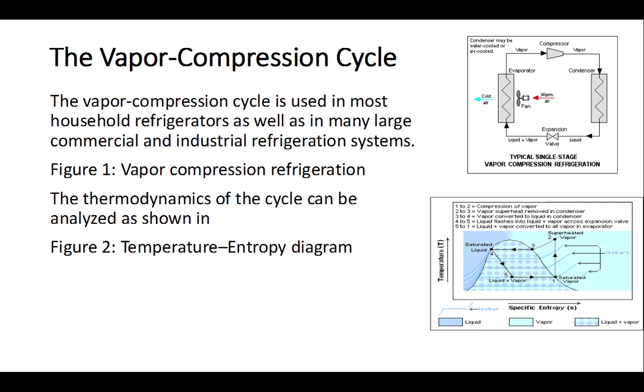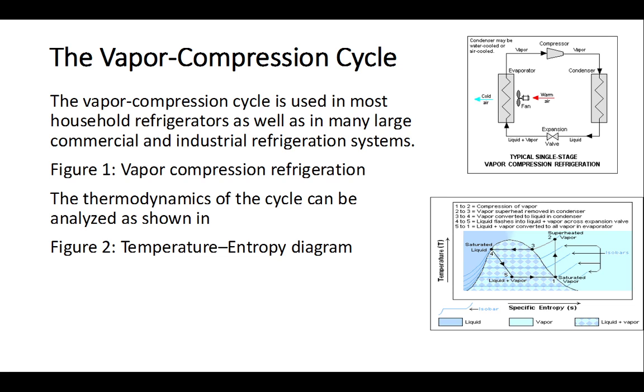So the vapor compression cycle is used in most household refrigerators as well as many large commercial and industrial refrigeration systems, or air conditioning systems for that. It's exactly the same thing. And in wintertime, you just turn it around. So the cold goes outside, the heat goes inside, and in summertime, the cold goes inside, the heat goes outside.